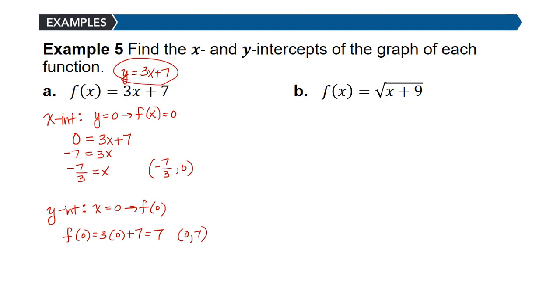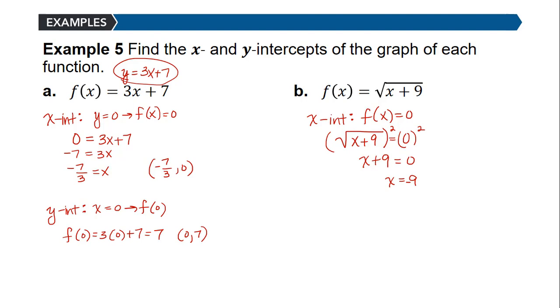Part B, we have f of x equals the square root of x plus 9. To find the x-intercept, again, we want to let y equal 0, which is the same thing as letting f of x equal 0. So we will set the function, the square root of x plus 9, equal to 0 and solve. We can do that by squaring, since that is a square root equation. To eliminate the square root, we square to get just x plus 9 on the left equals 0. Subtract 9 to get x equals negative 9. The x-intercept then is (negative 9, 0).